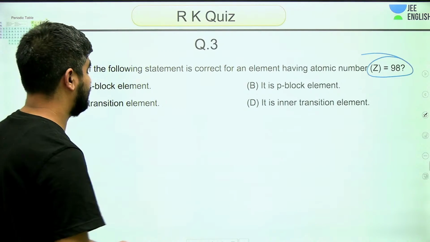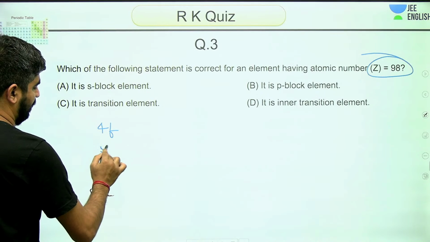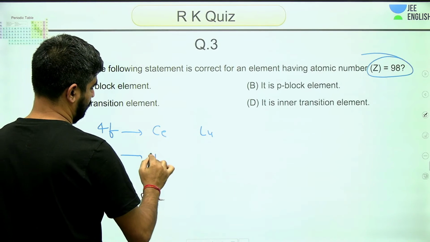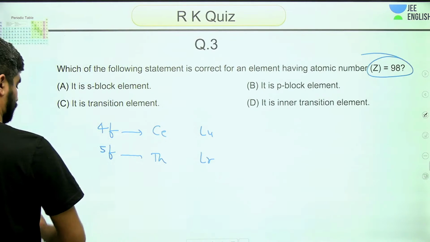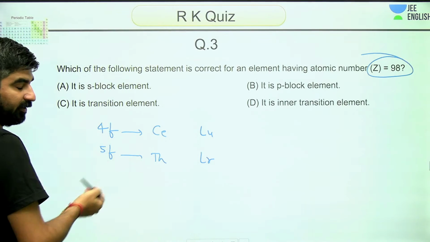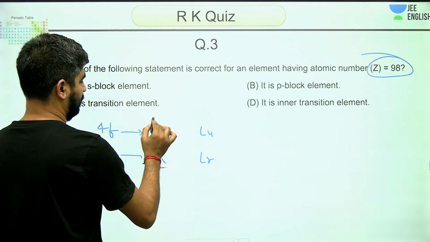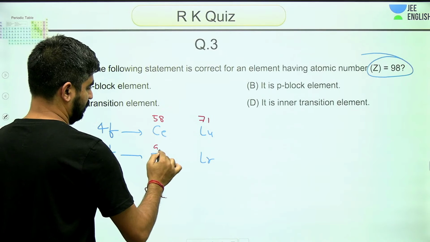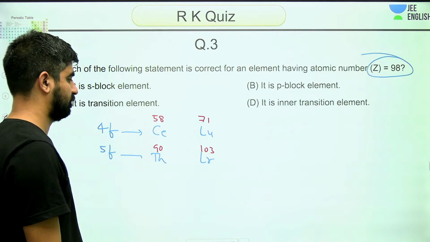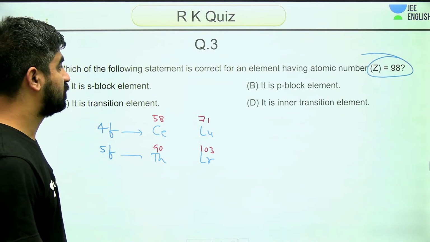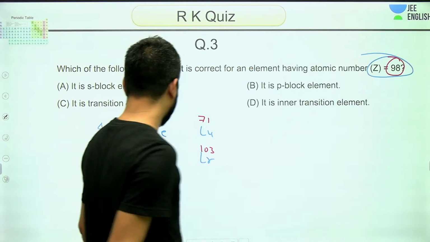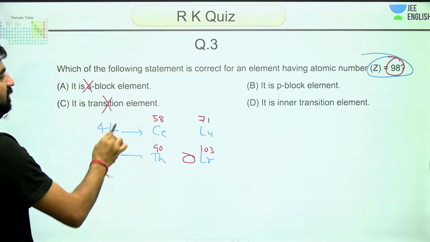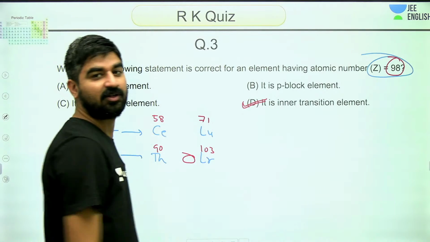No answers? Guys, I'm telling you that we have 4f and 5f. It starts from cerium to lutetium, thorium to lawrencium. So just remember their atomic numbers. It will be 71. Got it? So I'm saying 98. It means it will be in between them. So it is 5f. It is not s block, it is not a transition element, it is inner transition. So D will be your answer.